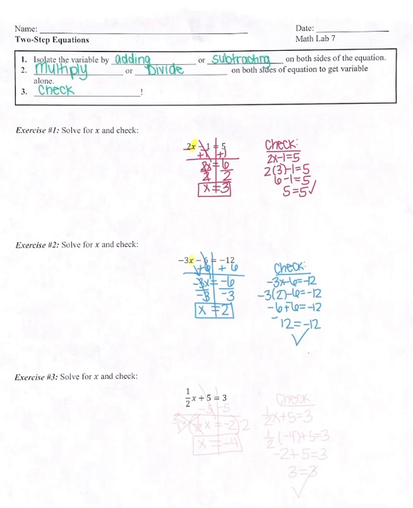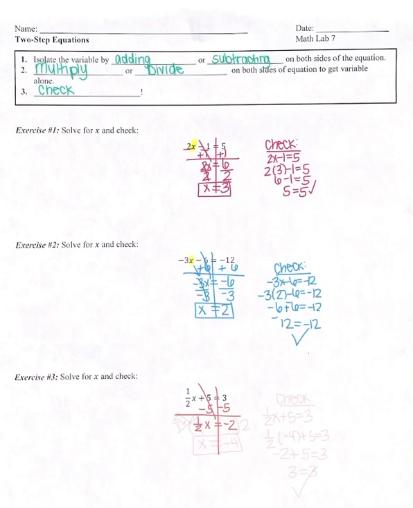Alright, and last but not least, this one might intimidate you because it's got a fraction, but fear not, it's not that bad. Alright, so what you're going to do is you want to eliminate the 5 first, because the 5 is furthest from the x. We deal with addition and subtraction before multiplication and division. So we're left with 1/2 x equals 3 minus 5 is negative 2.